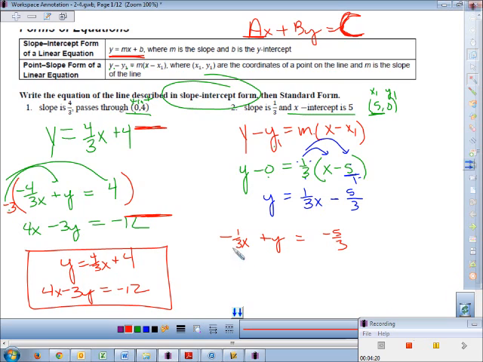So isn't all the denominators 3s? We want to definitely multiply by 3, but should it be a positive 3 or a negative 3 if this is already a negative number right here? Negative 3, because I want this negative times this negative to turn out positive. Cool, so multiply through by 3.